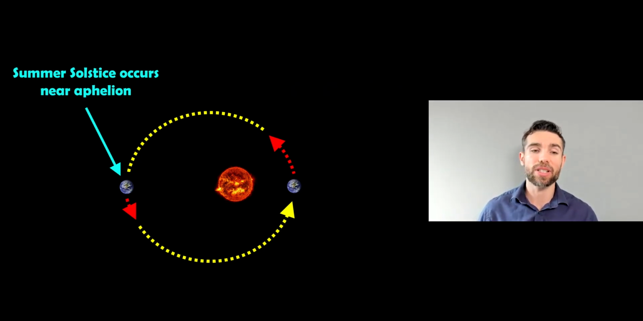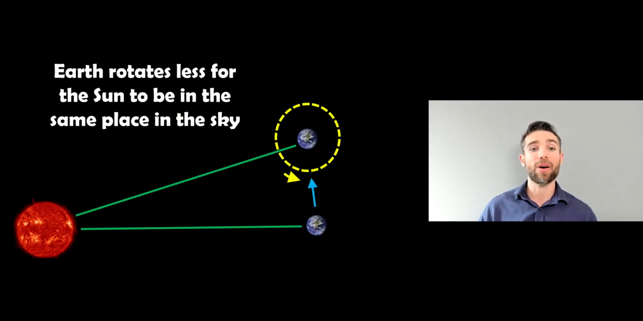Now, the summer solstice occurs closest to when it's furthest away from the Sun. So it occurs around the aphelion of the Earth's orbit, in comparison to the winter solstice, which occurs when it's closest. So that means that the Earth is travelling around at about its slowest on its orbit during the summer solstice. Now, what that means is that because it's travelled slightly less, the Sun has moved less in the sky from day to day, so the Earth doesn't need to rotate quite as much to get the Sun in the same place. So because it's rotated less, it's less time.